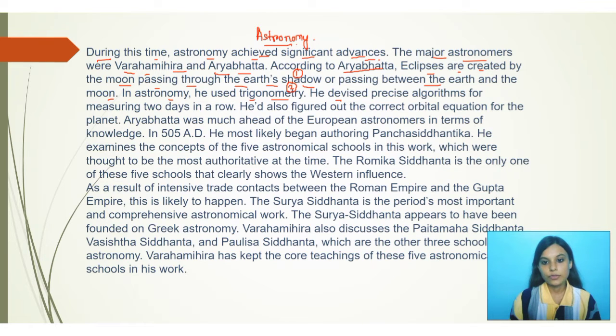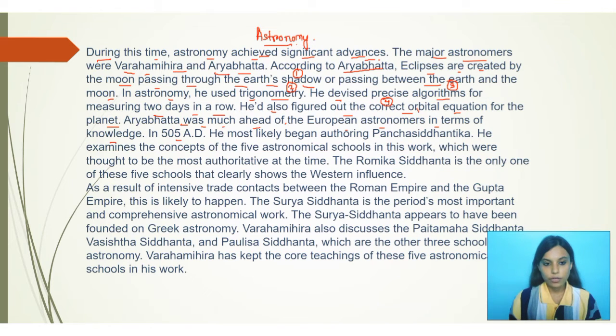He devised precise algorithms, which are very important in mathematics nowadays. He devised precise algorithms for measuring days. He also figured out the correct orbital equation for the planets. So this would be another point. Aryabhatta was much ahead of the European astronomers in terms of knowledge.